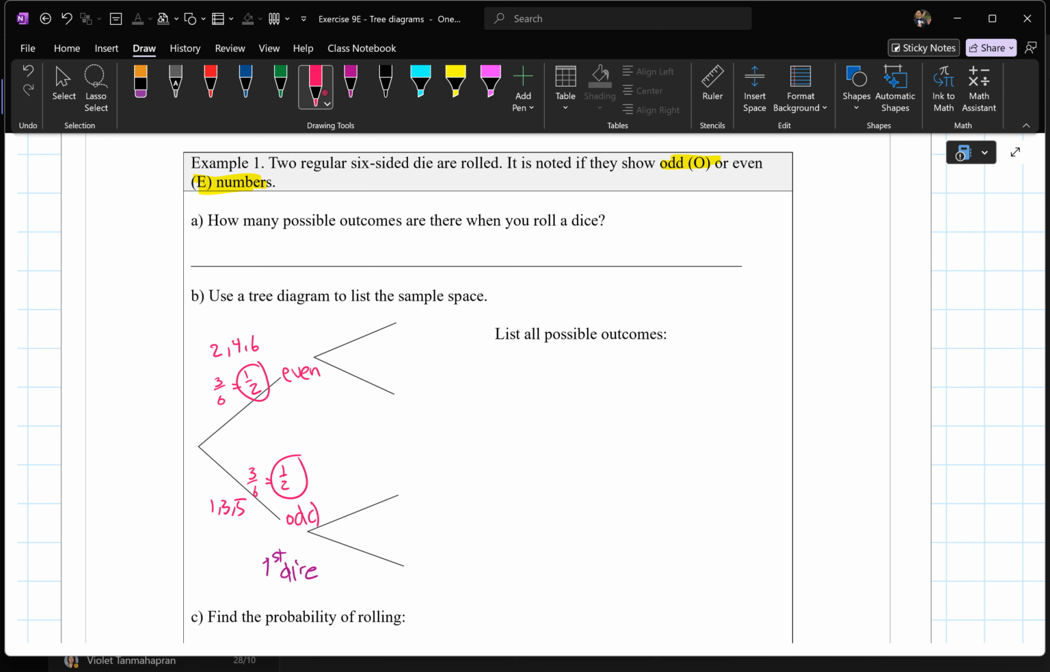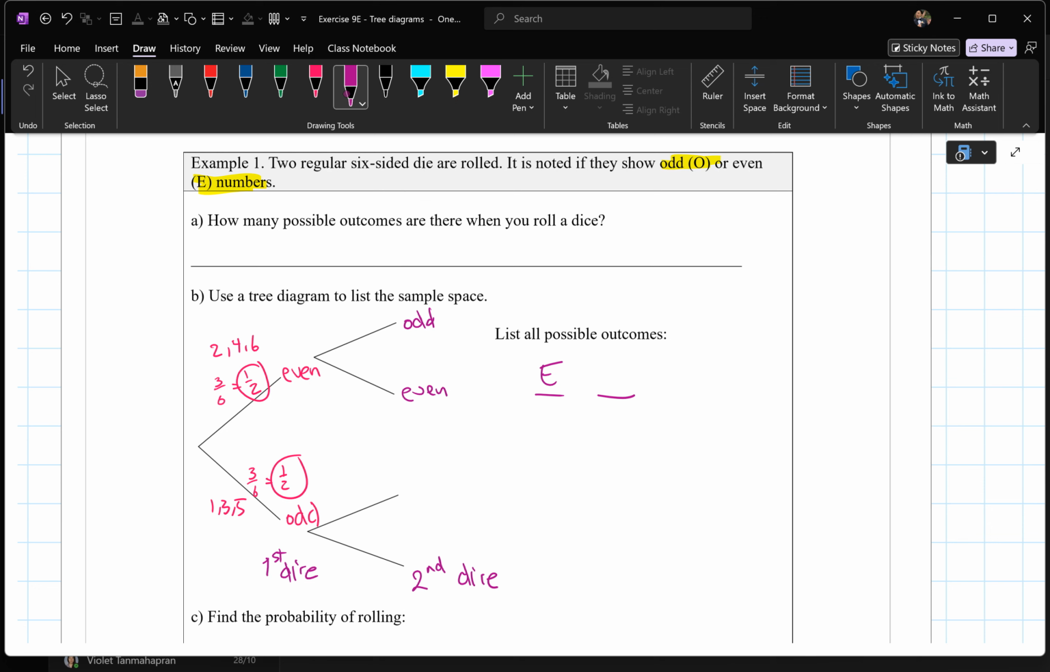Then you've got your second dice. When you roll the second dice now, this is where the multiple steps come in. This is where the tree diagram shows you. Here's the second dice. You might have got even on the first go, and on your second go, what are my possible options? Well, it could have been even, then odd. But you might have had even, and then on the second go, it could have been even as well.